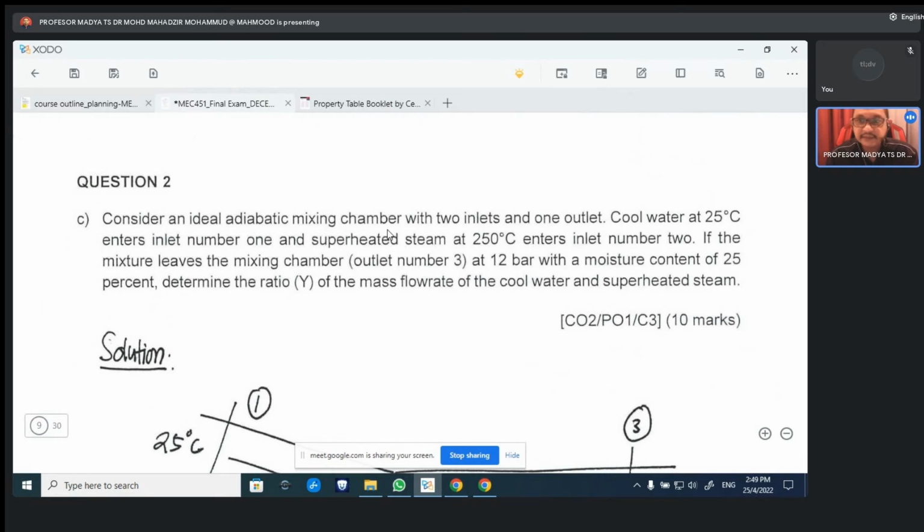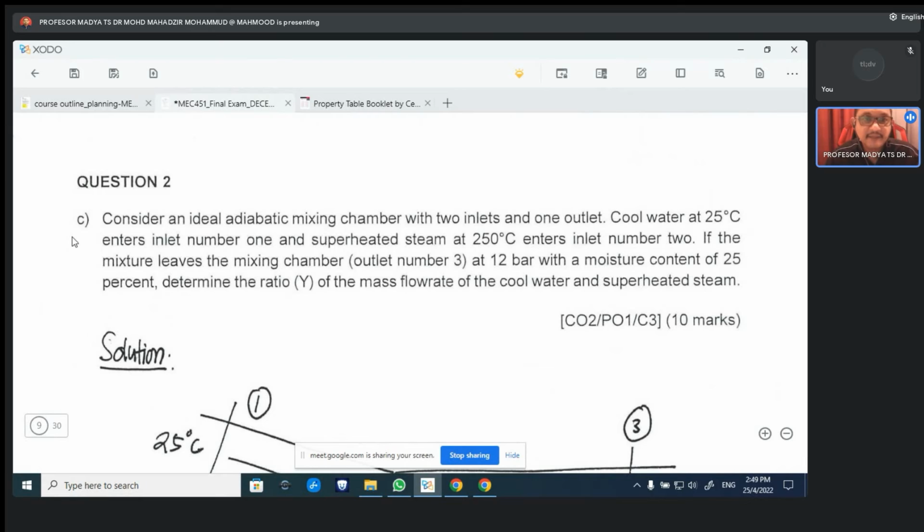And the working fluid used here is water. When we see water, what do we have to remember? The solution must use the properties table, because it's water. That is the simplest way to do this calculation. Use the properties table. Okay, so let's read the example to see.